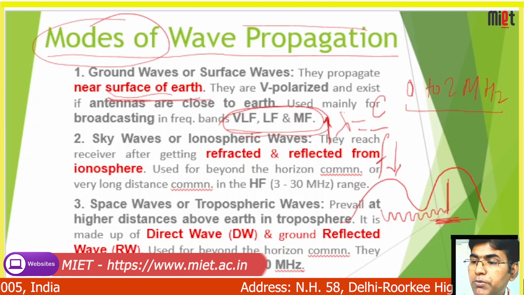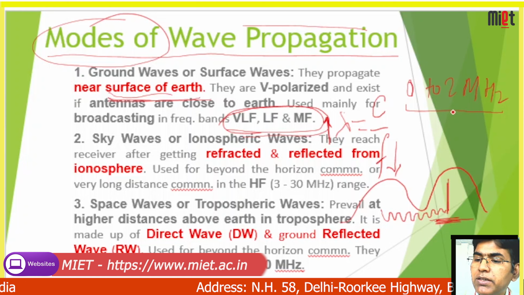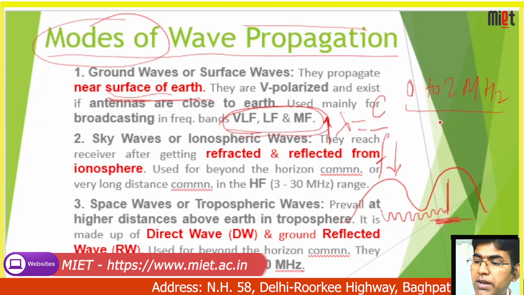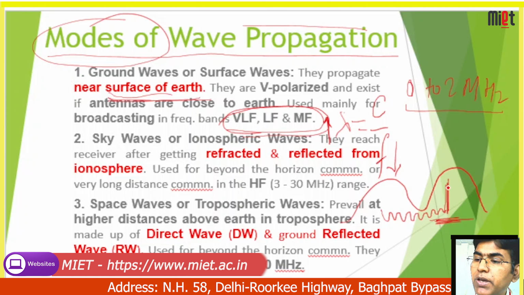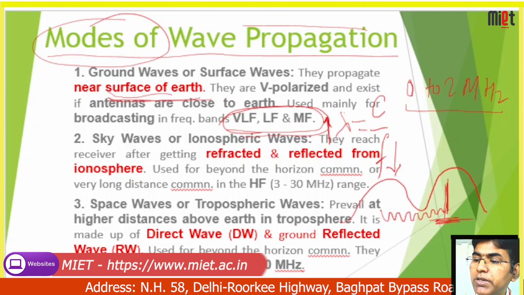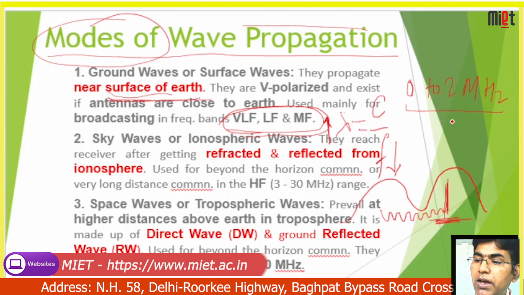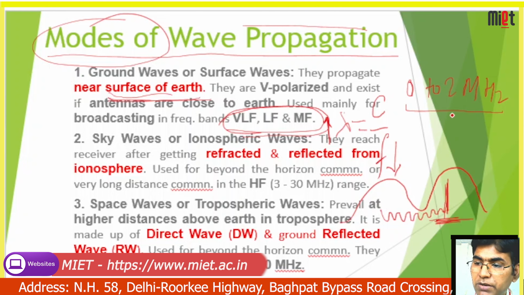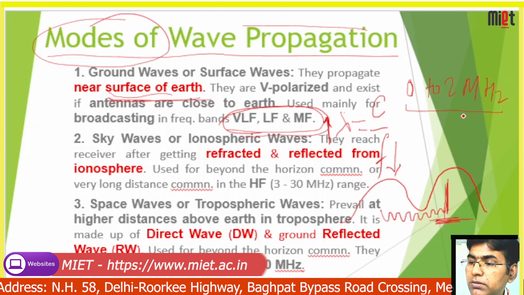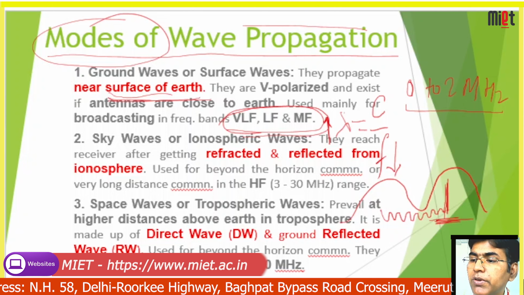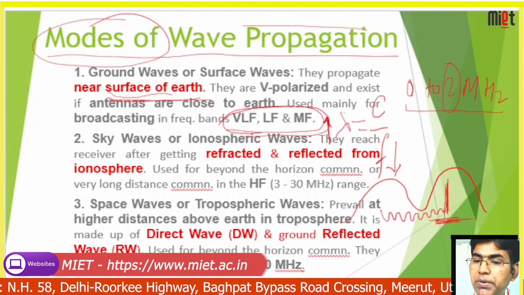The reason for 2 megahertz is that at 2 megahertz, lambda is enough to cross the high-rise obstacles available on the surface of the earth. If frequency is higher than 2 megahertz, then lambda will be shorter, and the waves might get blocked by the high-rise buildings on the surface of the earth. So this particular frequency cutoff has been selected for ground wave propagation.